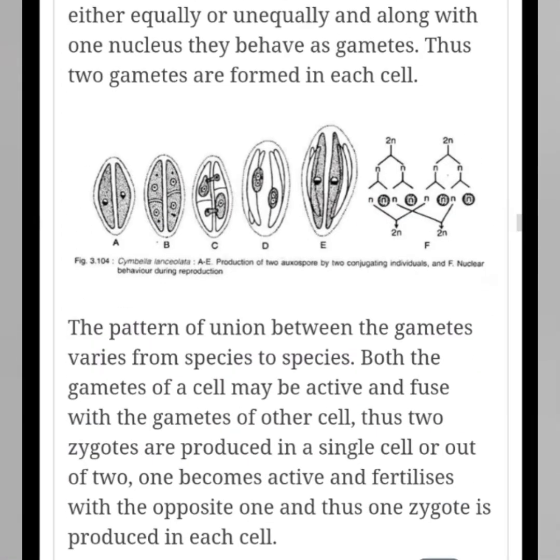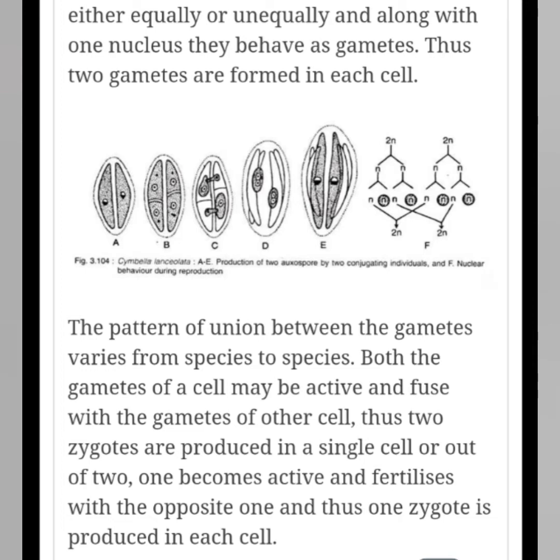Since two gametes are formed in each cell, the pattern of union between the gametes varies from species to species. It's not the same. Both the gametes of the cell may be active, and they will fuse with the gametes of the other cell. You can see here in figure C where these two gametes start fusing together. Thus two zygotes are produced in a single cell, or out of two, one becomes active and fertilizes the opposite one, and thus one zygote is produced in each cell.